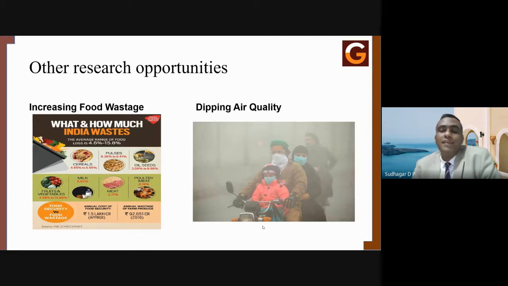The other research opportunity is dipping air quality. There are studies which say that the average lifespan of Indians tends to be reducing year on year. It is because of pollution in the air. So is it possible to work on this area? Could be one of the interesting avenues for us to contribute to the health and wellness of the citizens of this country.